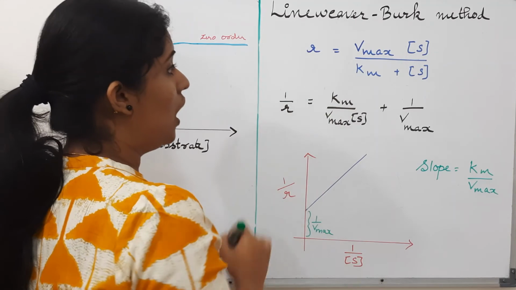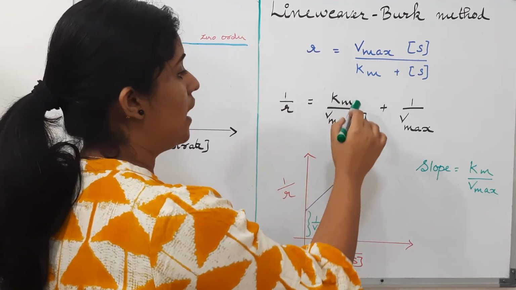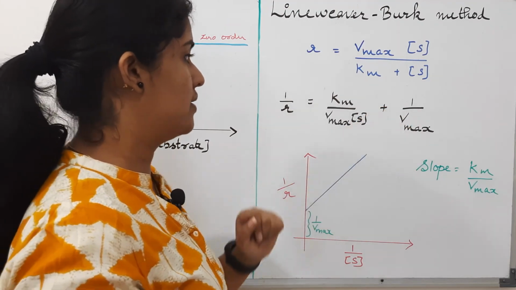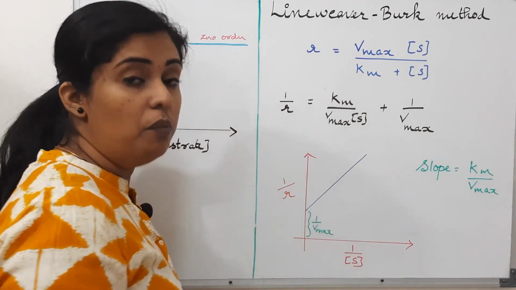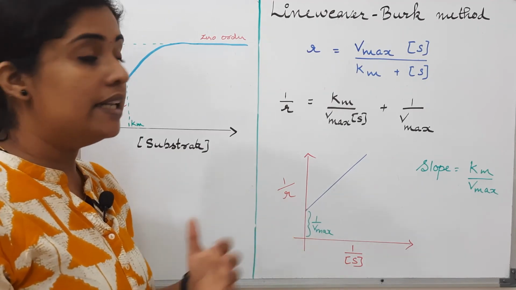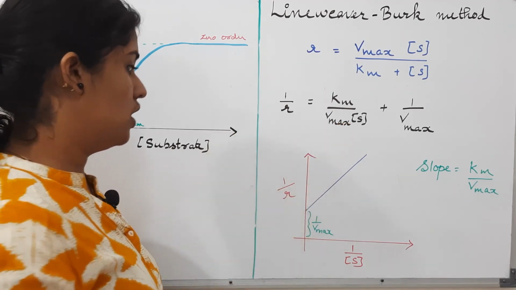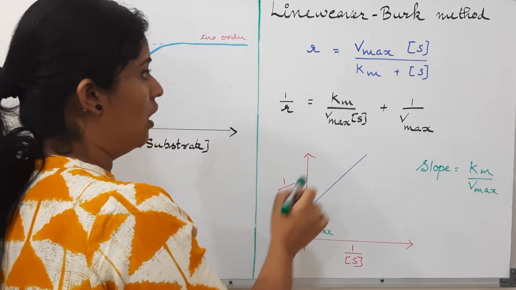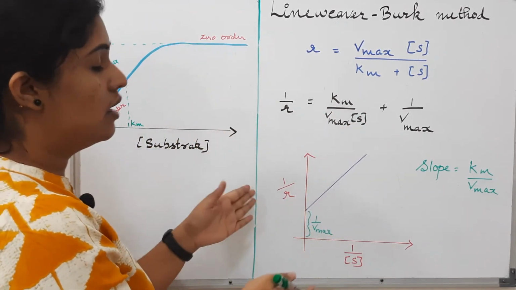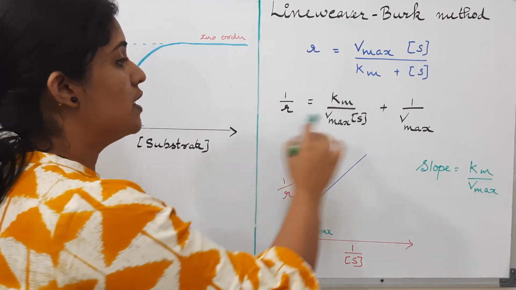So 1 by R becomes equal to Km by Vmax times substrate concentration plus 1 by Vmax. And now this is of the form y equal to mx plus c, which is the equation for a linear graph, right? With y being 1 by R and my x being 1 by substrate concentration. So this is the equation for a linear graph.